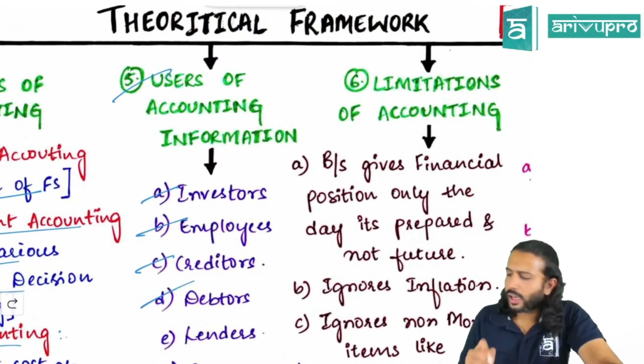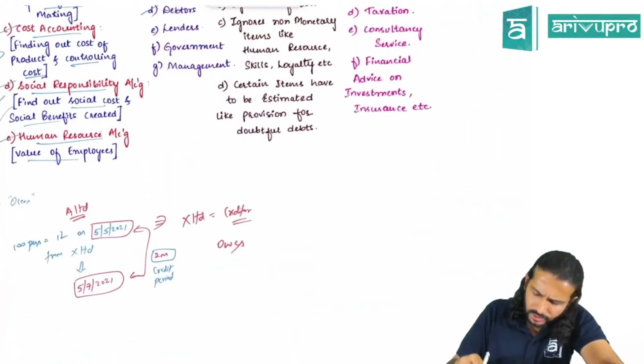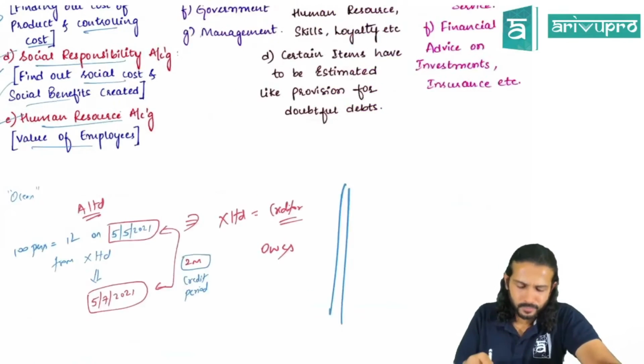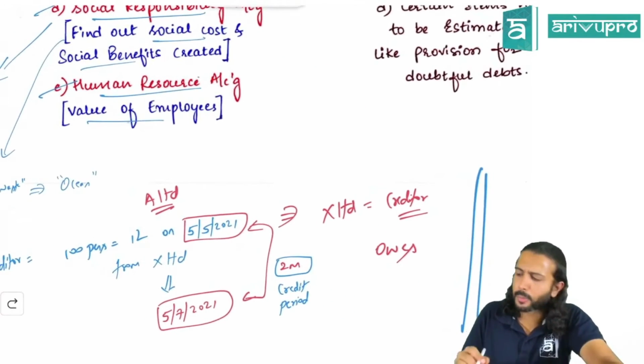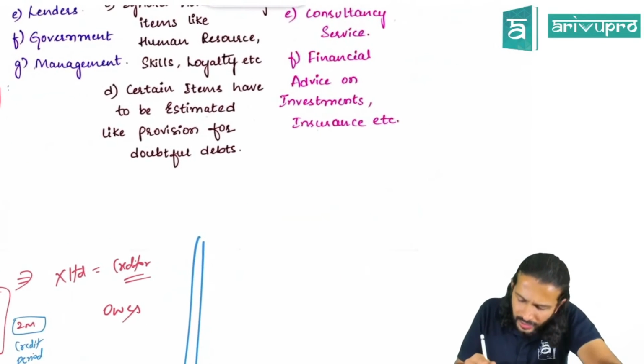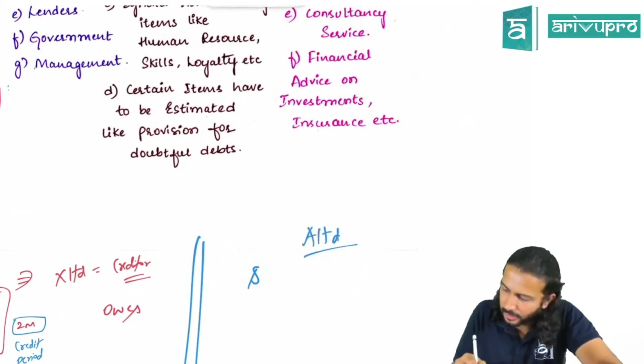Next is your debtor. Debtor means what, sir? The opposite case. After buying, what will I do, sir? Now I purchased these 100 pens. After purchasing, what will I do? I will sell. Yes or no? Let's say the same A Limited only. The name of the company was A Limited, no?